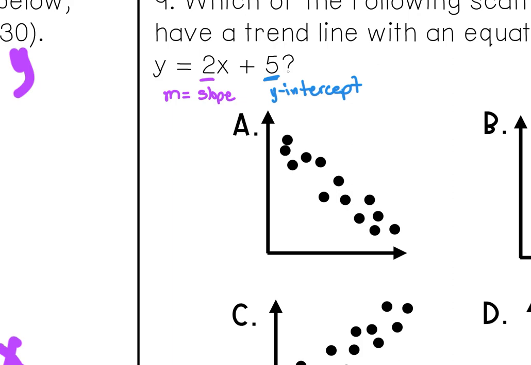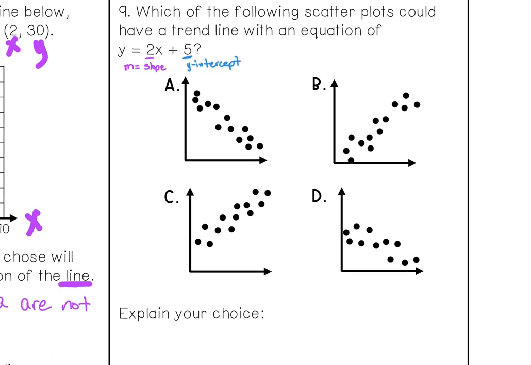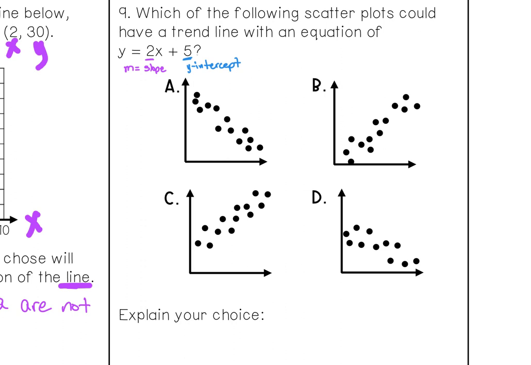All right, so which of these 4 graphs do you think could be best represented by a positive 2 and a positive 5? Or which ones can we eliminate? Which ones don't have a positive 2 slope? Which ones don't have a positive trend? Yeah, so let's go ahead and label a couple right now. So this one's positive. This one's negative. This one's negative, and this one's positive.